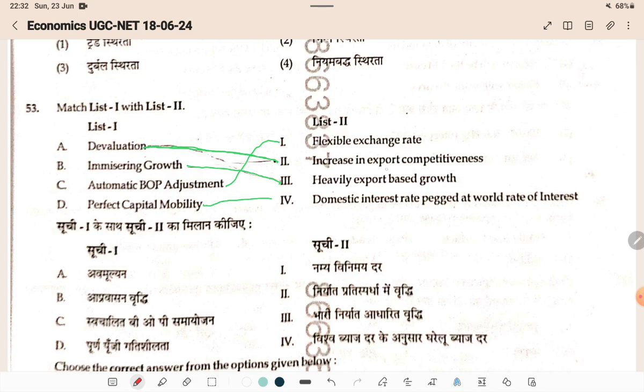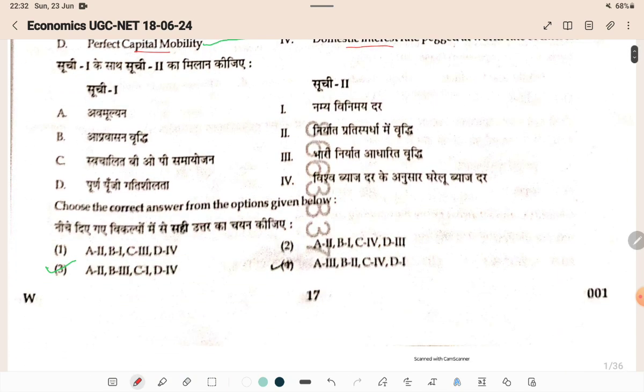Now the next matching question. Devaluation is matched with the increase in export competitiveness, export-led growth is related with heavily export based growth, and automatic BOP adjustment is related with flexible exchange rate, and perfect capital mobility is related with domestic interest rate pegged at the world rate of interest. So the third option will be the right answer here.